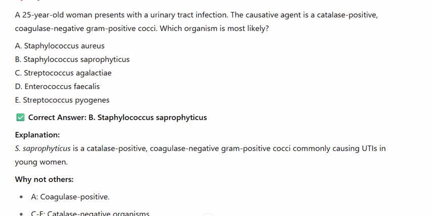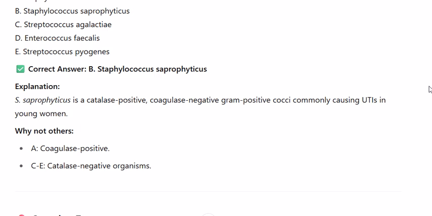Staphylococcus saprophyticus. Explanation: S. saprophyticus is a catalase-positive, coagulase-negative, gram-positive cocci commonly causing UTIs in young women. Why not others? A. Coagulase-positive. C, D, E. Catalase-negative organisms.